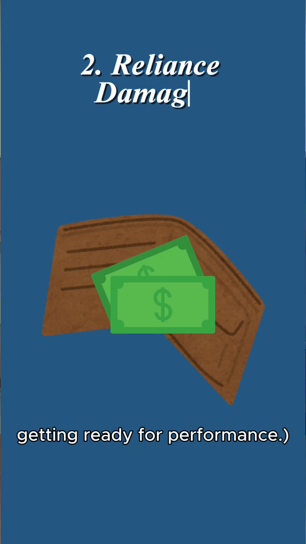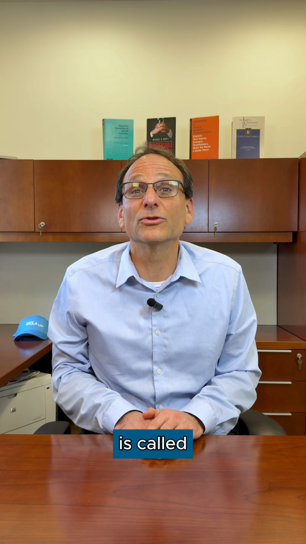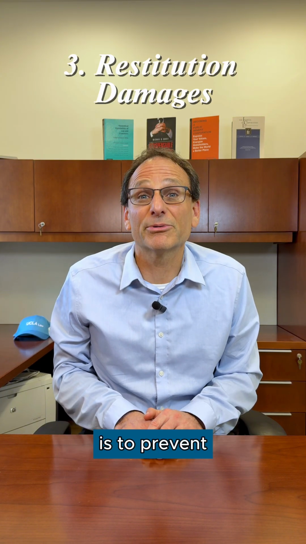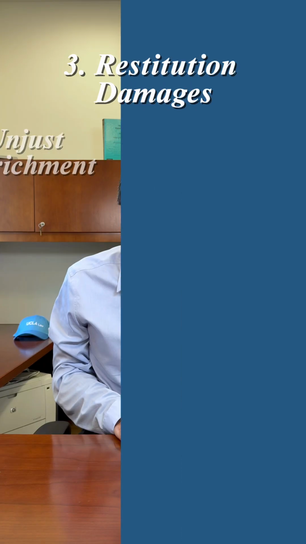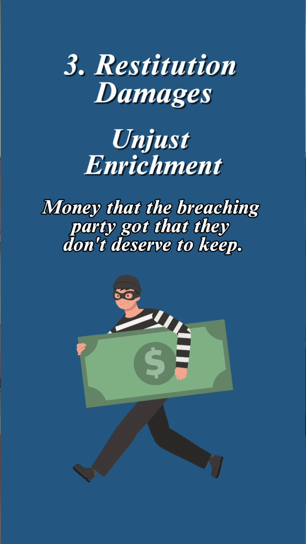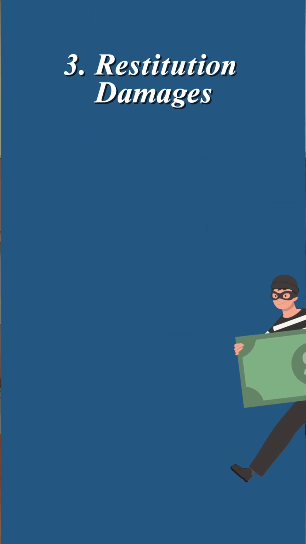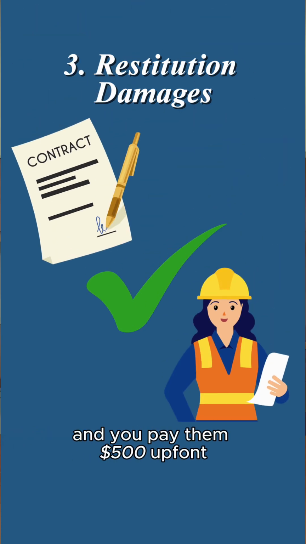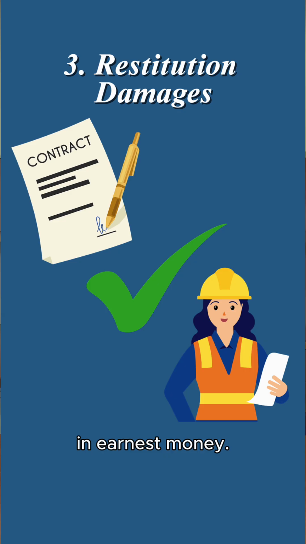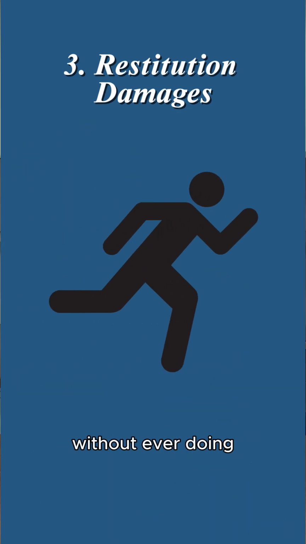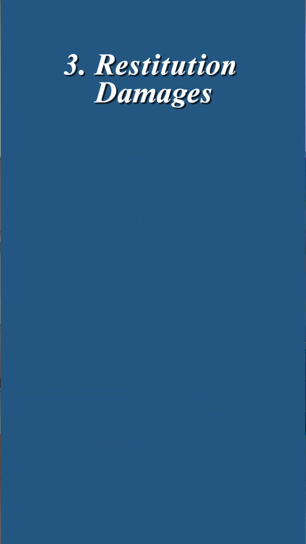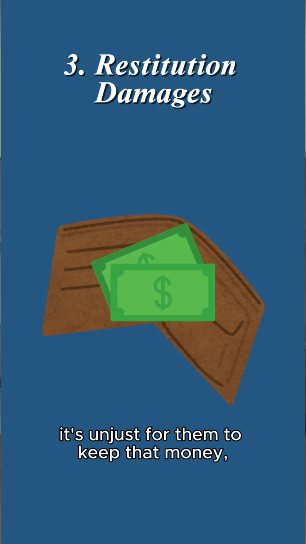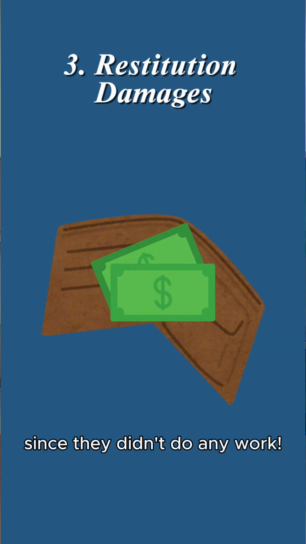Third type of damages is called restitution damages. The idea of restitution damages is to prevent unjust enrichment, money that the breaching party got that they don't deserve to keep. So imagine that this time you're hiring a contractor and you paid them $500 up front earnest money. Then they walked away without ever doing any bit of work. You're entitled under restitution to get that $500 back. It's unjust for them to keep that money since they didn't do any work.